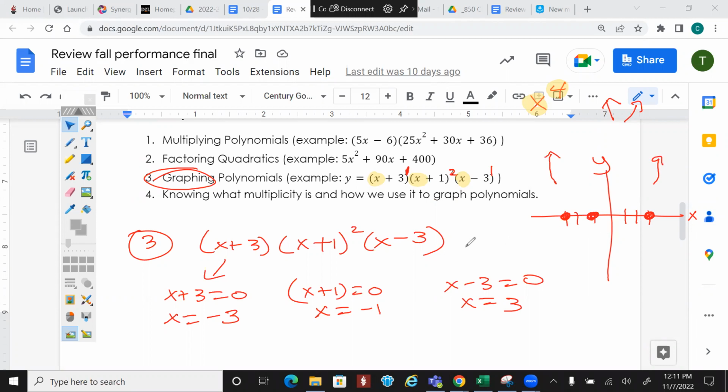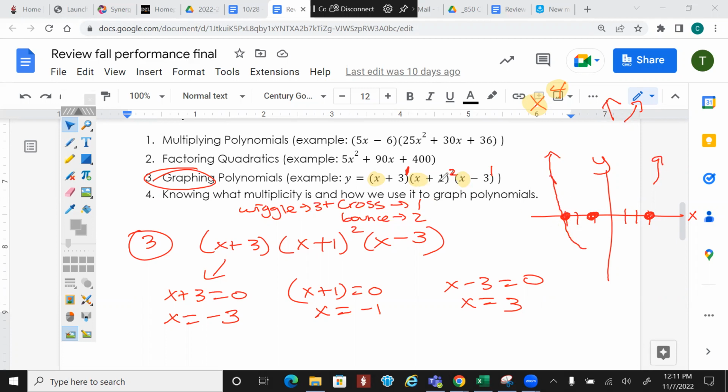Now you've got to remember your cross, wiggle, and bounce. Remember, cross is when the exponent is 1, bounce is when the exponent is 2, and a wiggle is when the exponent is 3 or more. Okay, so at x equals -3, we're going to have a cross. So we're just going to cross the x-axis.